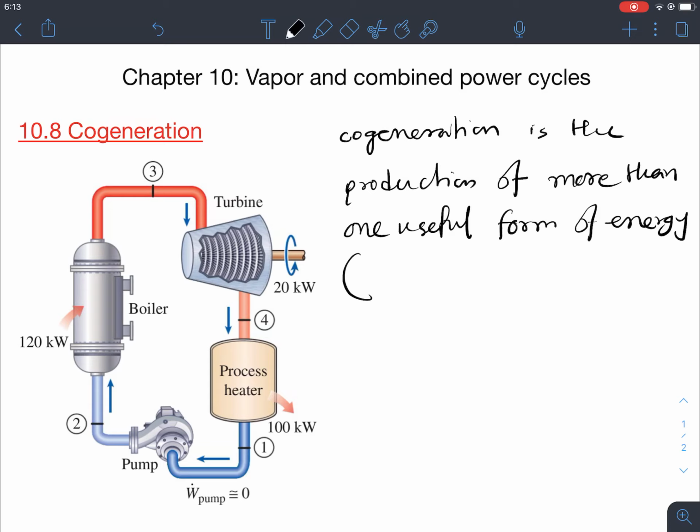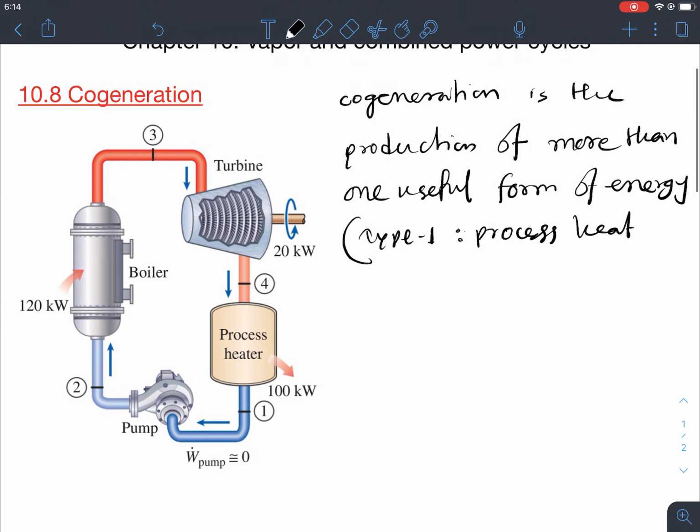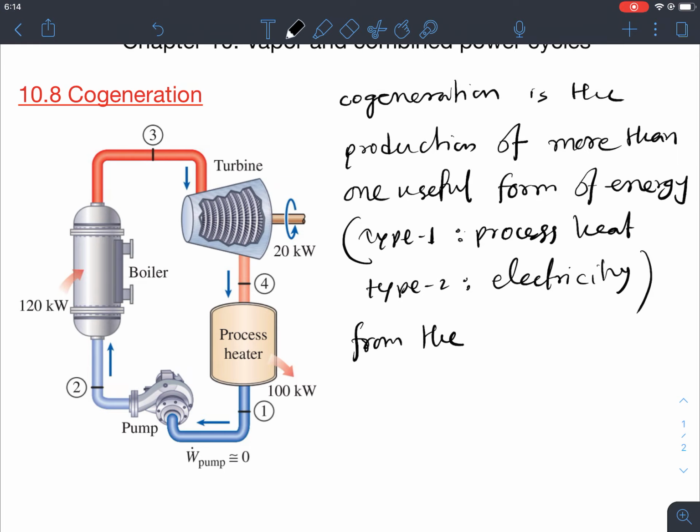So it could be type 1 process heating, and then type 2 would be electricity, right? From the same amount of energy. So cogeneration is the production of more than one useful form of energy from the same energy source.